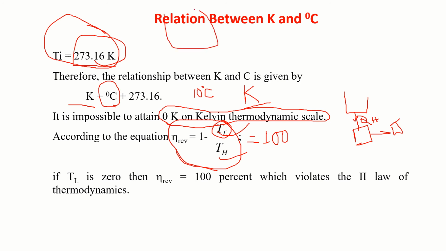In other words, it is impossible to have a system whose temperature can be 0 K. That means completely removing every substance, everything present over here. I think it is impossible to do that.